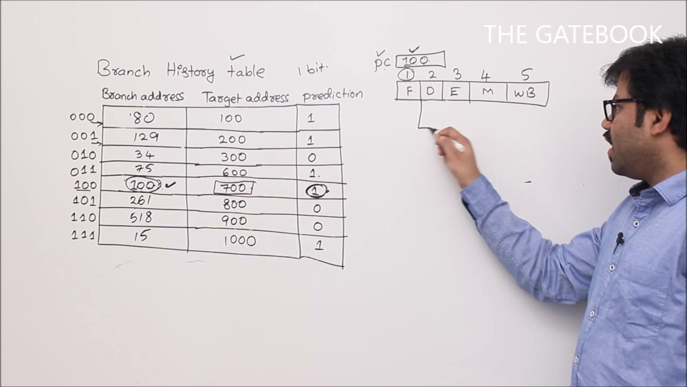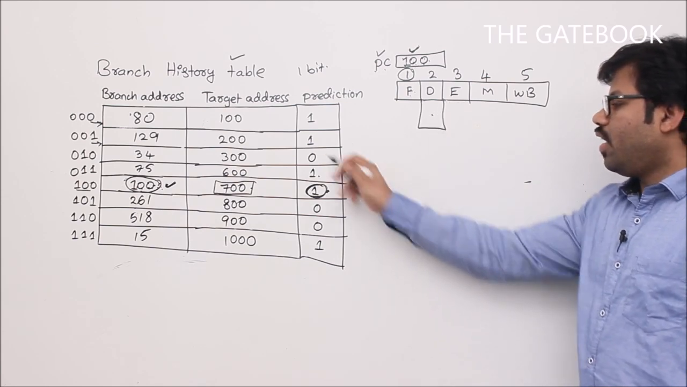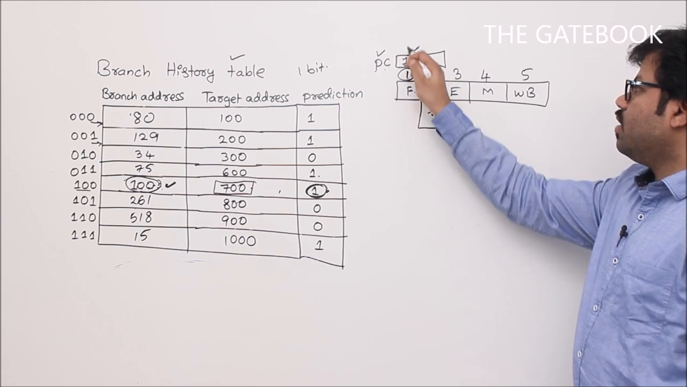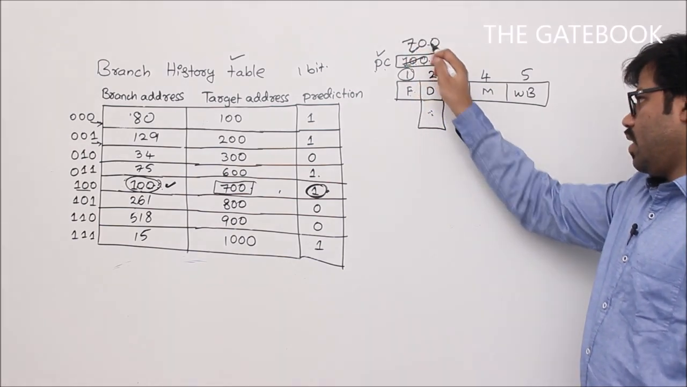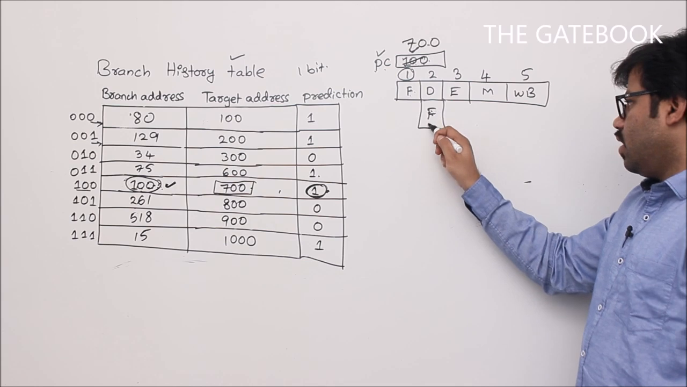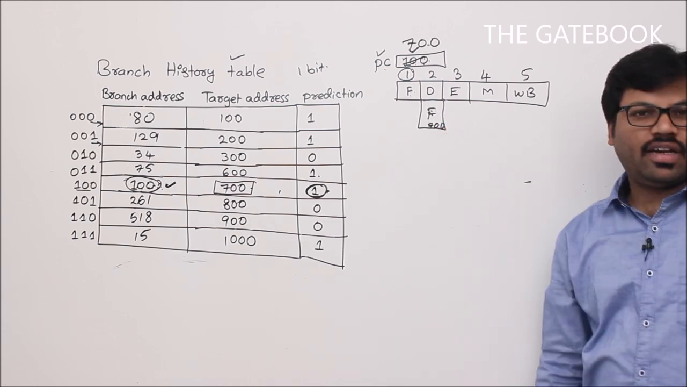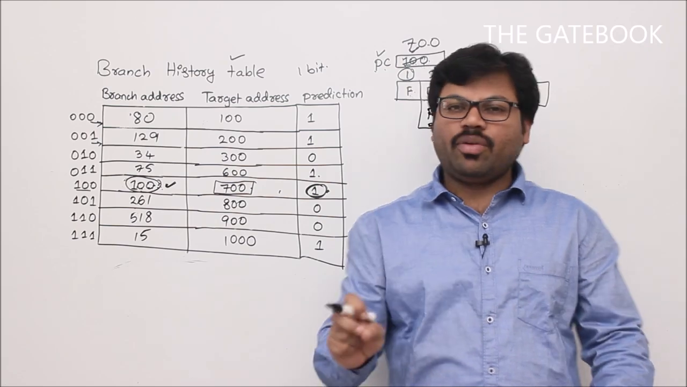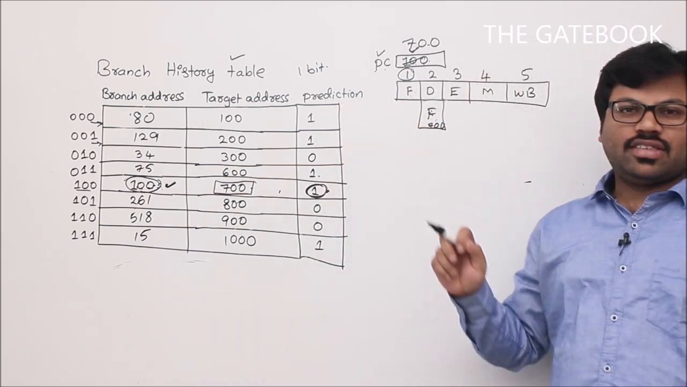In the second clock cycle, according to your knowledge, you realize that 700 is the target. Immediately modify the program counter to 700. Then the second time you fetch, the instruction will be at 700. In that way, without wasting even a single clock cycle, we properly fetch the right instruction.